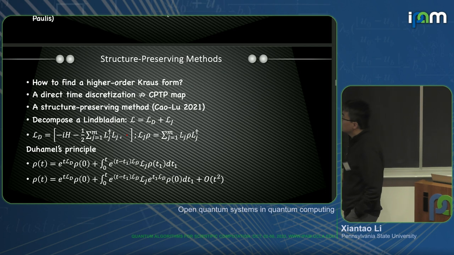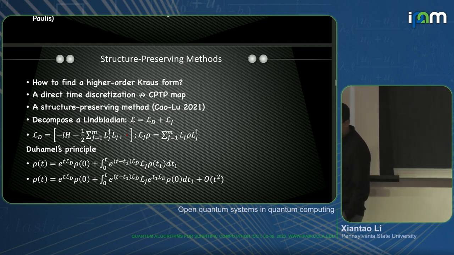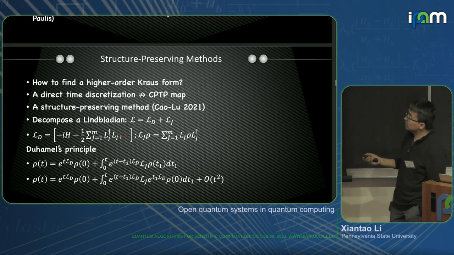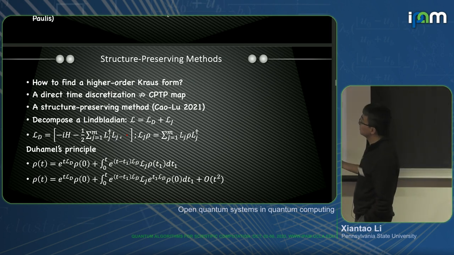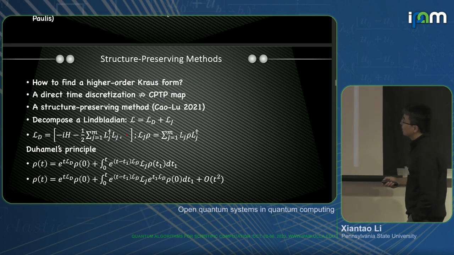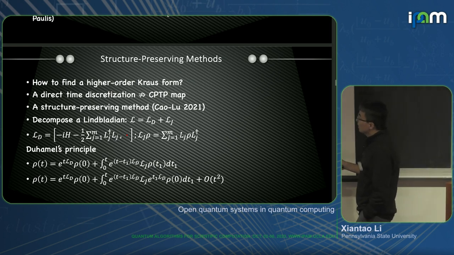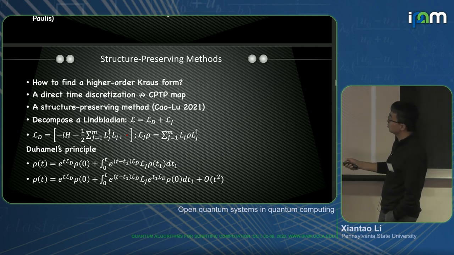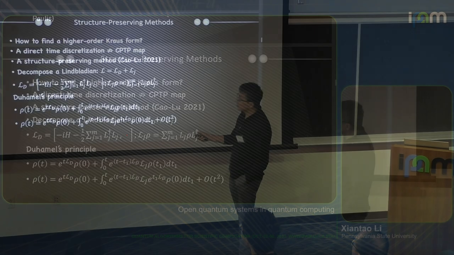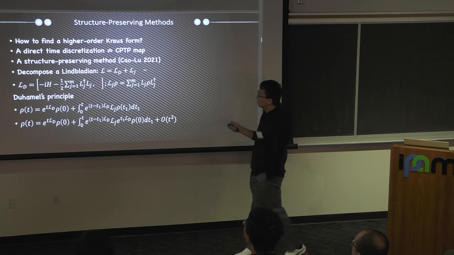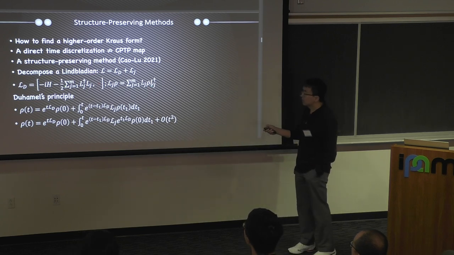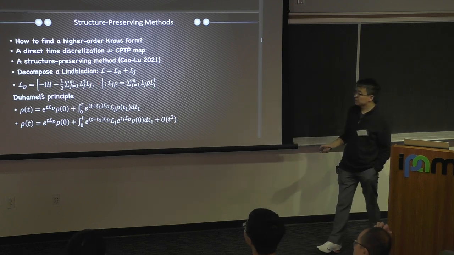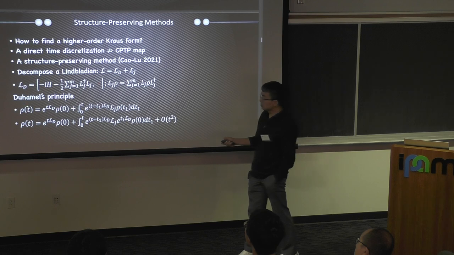What we are looking for is a high order approximation so that we can avoid the compression scheme. For this part, we sort of piggybacked on Jane Fung's approach, where you take the Lindblad operator and separate it into two terms. We called the first term the drift term, where you have a non-Hermitian part. The second part is the jump part, where you have this particular form. Then you can use Duhamel's principle by writing down the solution in this form.